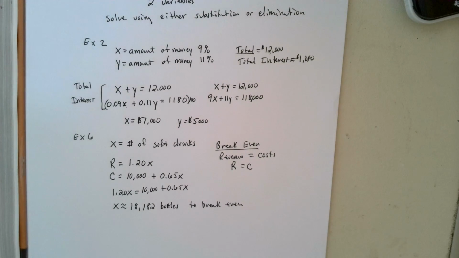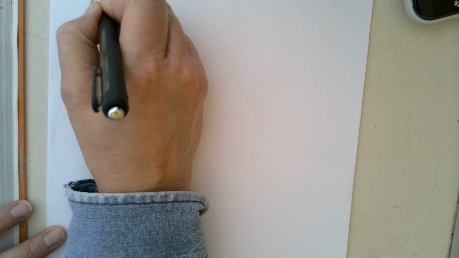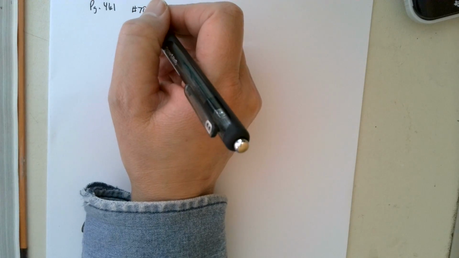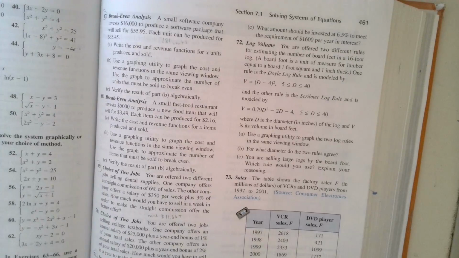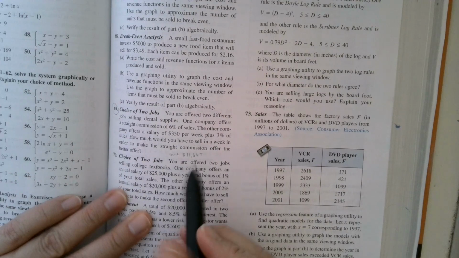And next, I would like us to turn to page 461, and I want us to look at number 70. So page 461, number 70. So remember, we're looking at our information, trying to kind of come up with two equations, possibly two variables.